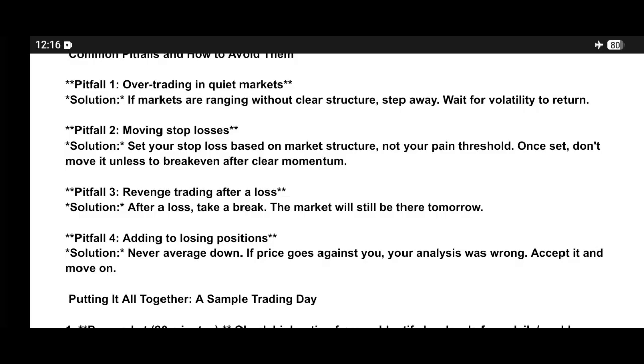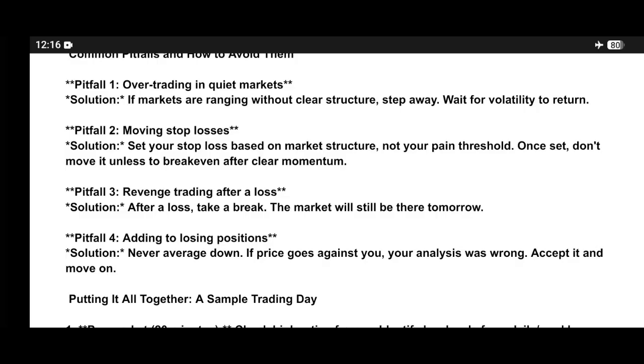Then pitfall number three: revenge trading after a loss. This is one of the things that makes traders blow their trading account. This is the solution: after a loss, take a break. The market will still be there tomorrow, my brother. Discipline yourself. The market will still be there tomorrow.